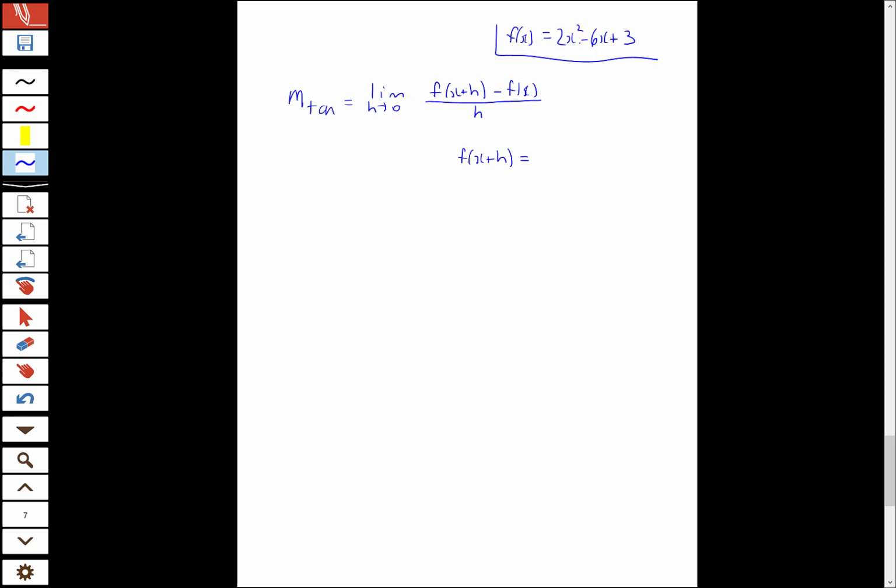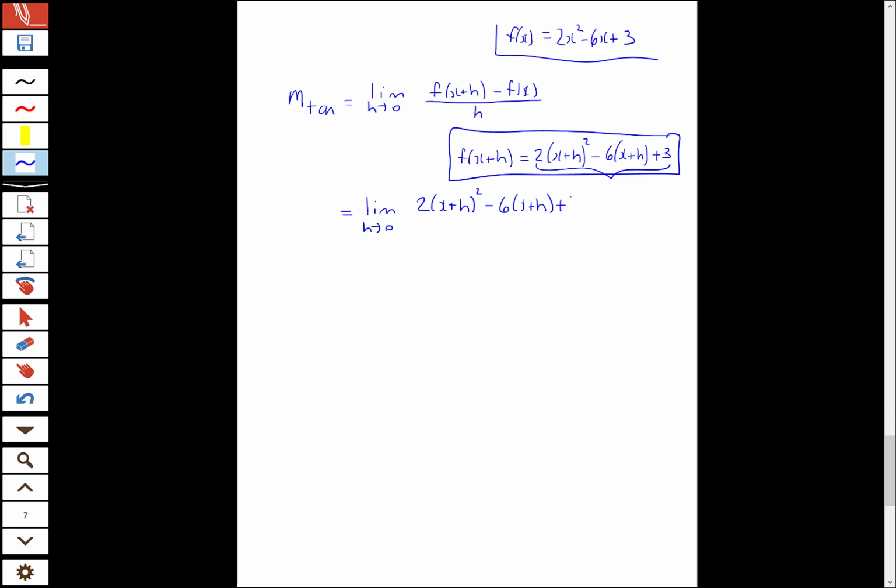Okay, so we're going to replace every x that we see with an x plus h. We'd have 2 times x plus h all squared minus 6 times, we're going to need brackets, all of x plus h, and then plus 3. Okay, so that's what's going to be going in to the first term in the numerator inside our limit expression. So let's try that. So we've got limit as h goes to 0 of all this stuff here, 2 times x plus h all squared minus 6 times x plus h plus 3.